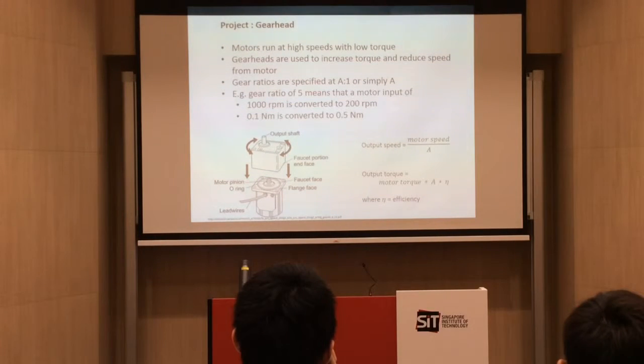The speed is reduced by 5, and the torque is increased by 5 times. So that's what the gear ratio does. If you look at the calculations, the output speed is equal to your motor speed divided by your gear ratio. So your speed will decrease. Your output torque is given by the torque from the motor times the gear ratio.